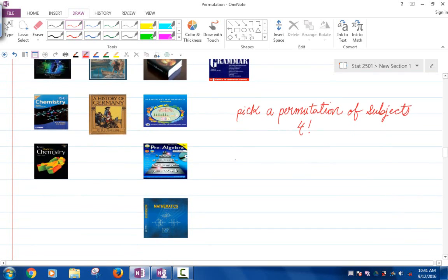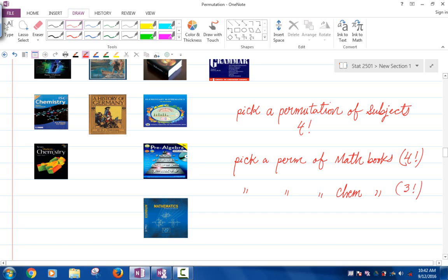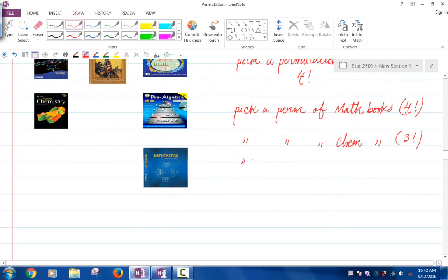And then you can pick a permutation of the math books. That can be done in 4 factorial ways. Pick a permutation of your chem books. That's what you say, right? Chem? 3 factorial ways, right? And pick a permutation of history.